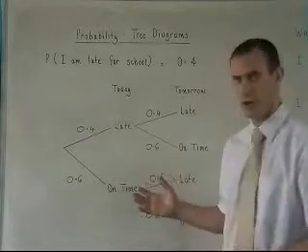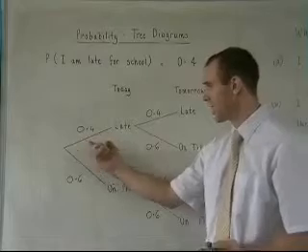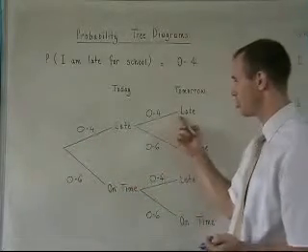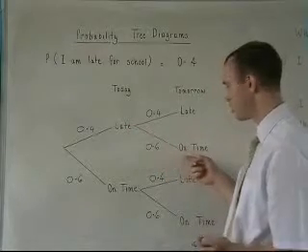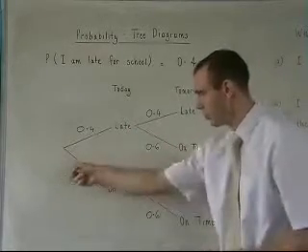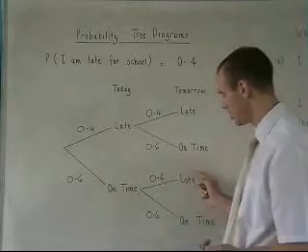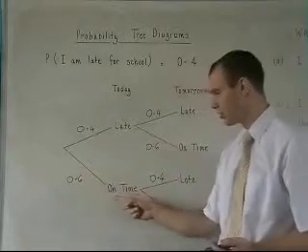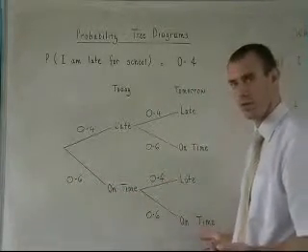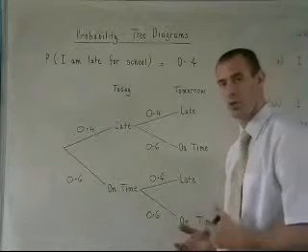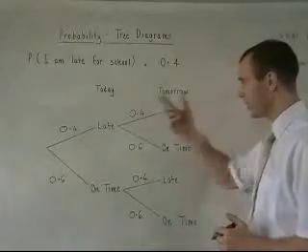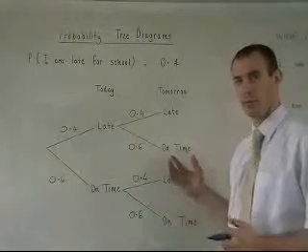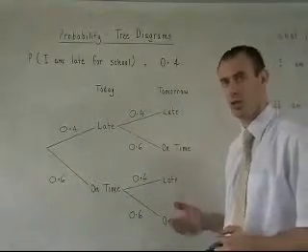So just to clarify, this is how it works. Late today, late tomorrow. Late today, on time tomorrow. On time today, late tomorrow, and on time today, on time tomorrow. So it shows you how we can look at all different outcomes. Now we've completed our tree diagram with all the probabilities, we can now use it to start answering questions.